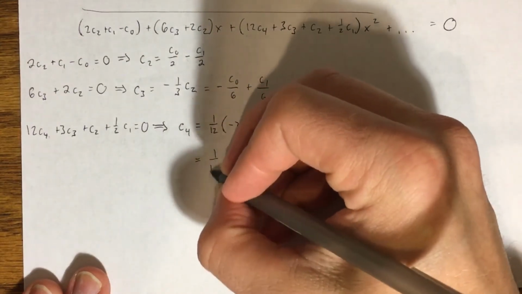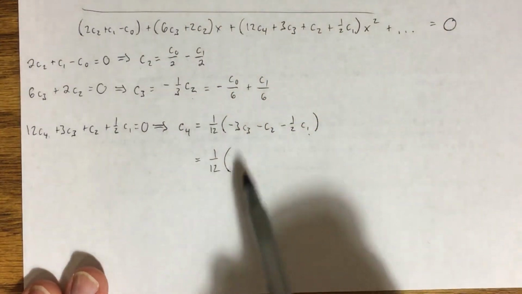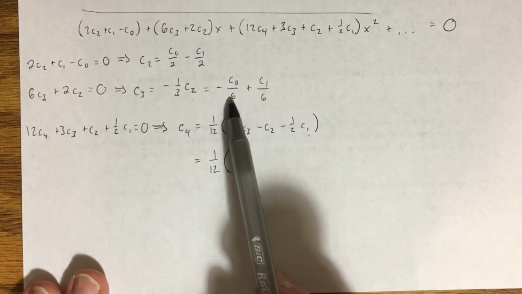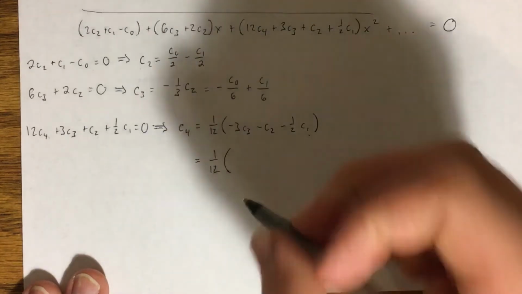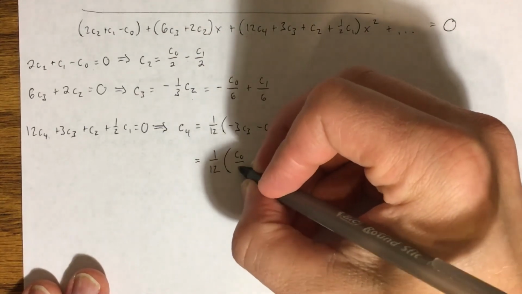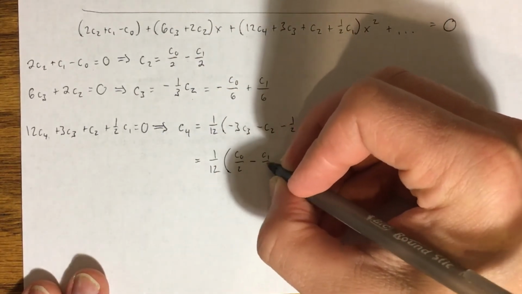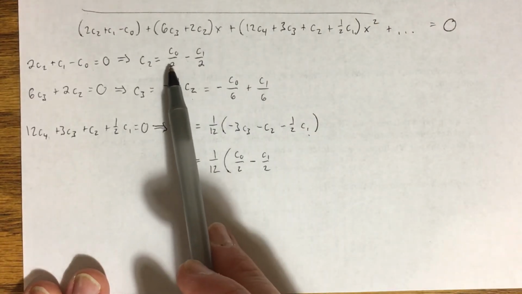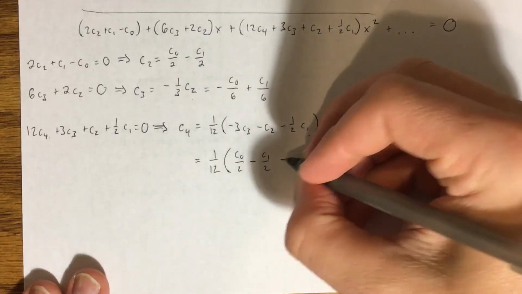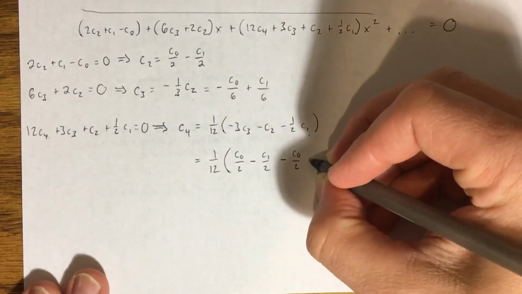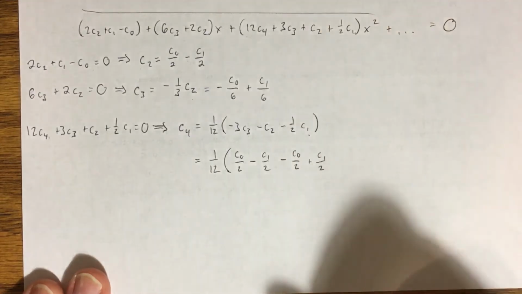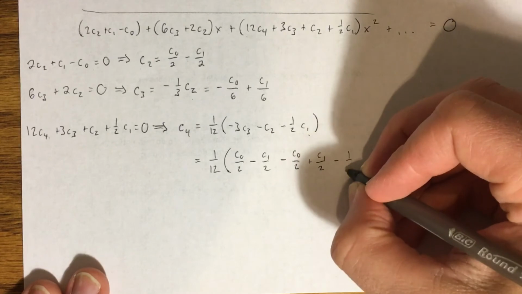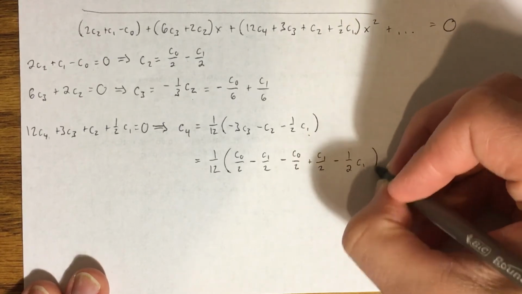This will come out to 1/12 times, now let's do this in our heads, so negative 3 times C3. Here's C3, I'm multiplying each of these terms by negative 3. That's going to turn that into positive C0 over 2 minus C1 over 2. Now I have negative C2. Here's C2, multiply everything by a negative. That gives me minus C0 over 2 plus C1 over 2. And then finally, minus 1/2 C1. We don't want to change that because we have a C1, which is what we're looking for.